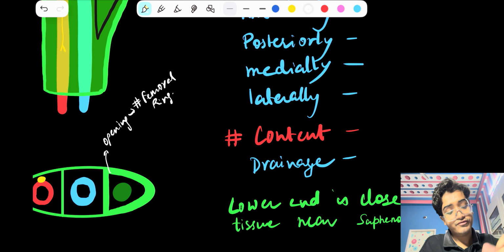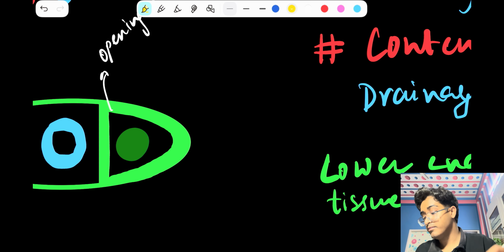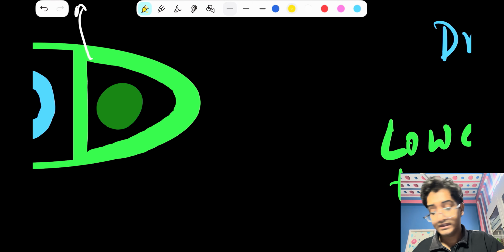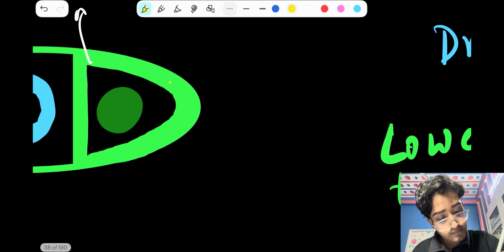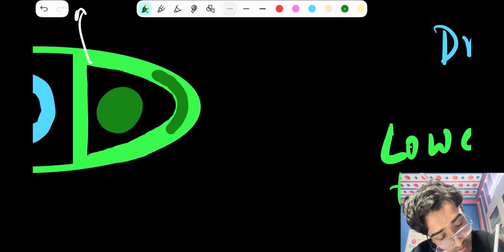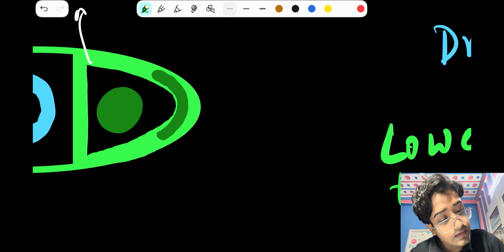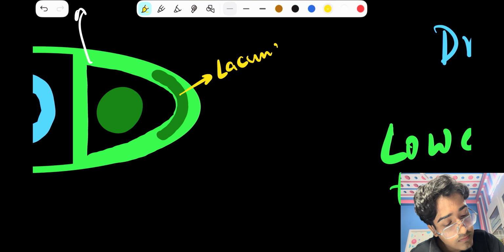Now coming to the boundaries of this femoral ring, it has a medial boundary, a lateral boundary, and an anterior and a posterior boundary. Medially there is the presence of a ligament, known as the lacunar ligament.